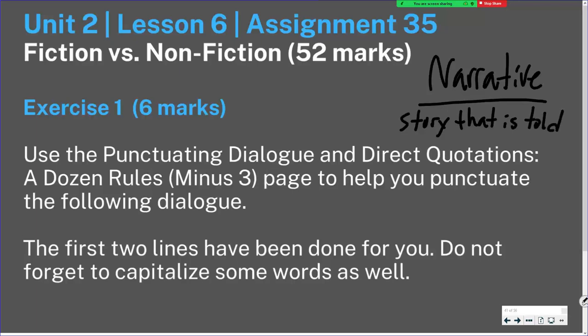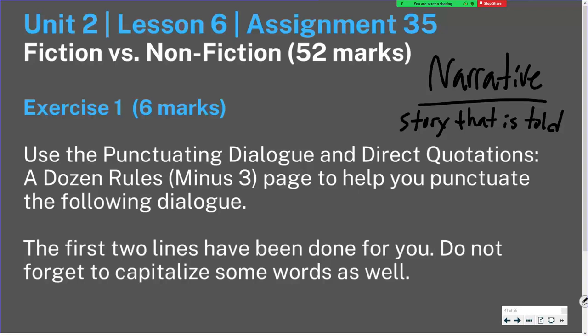So we're looking at nonfiction and fiction narratives. And the first exercise is asking you to punctuate dialogue and direct quotations. And if you go to the unit material, you've got a dozen rules. It's a page that helps you punctuate the following dialogue.